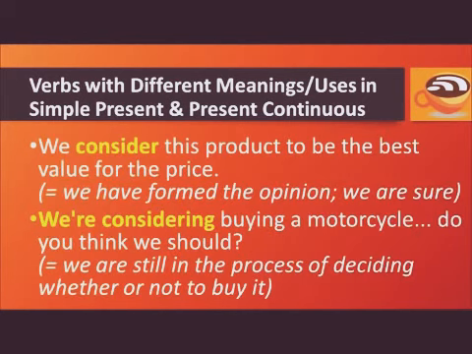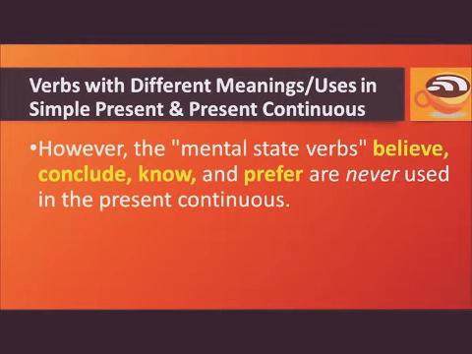If you say, we consider this product to be the best value for the price, that means we have formed the opinion and we are sure. But, we are considering buying a motorcycle. Do you think we should? Means we are still in the process of deciding whether or not to buy it. However, the mental state verbs believe, conclude, know, and prefer are never used in the present continuous.